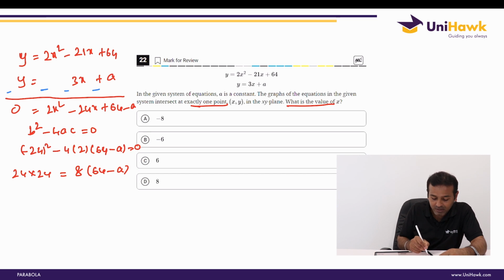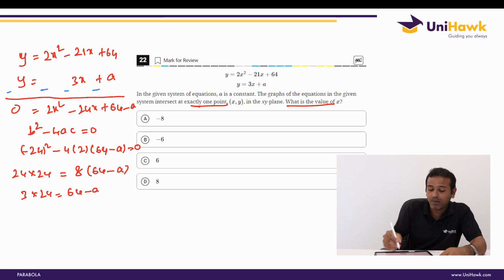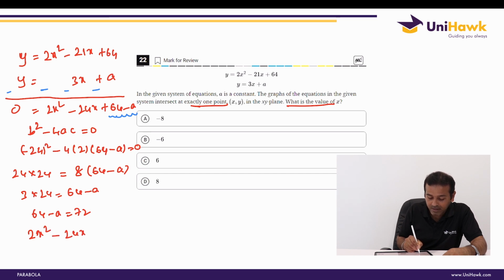Divide by 8 on both the sides. This is going to be 3 times 24 equals 64 minus a. Now if you observe here at the end of this quadratic equation, here we have 64 minus a. I know the value of 64 minus a, which is 24 times 3, which gives you 72. So 64 minus a equals 72. Now let me plug in this value back into the quadratic equation. Now the quadratic equation is going to be 2x square minus 24x plus 72 equals 0.